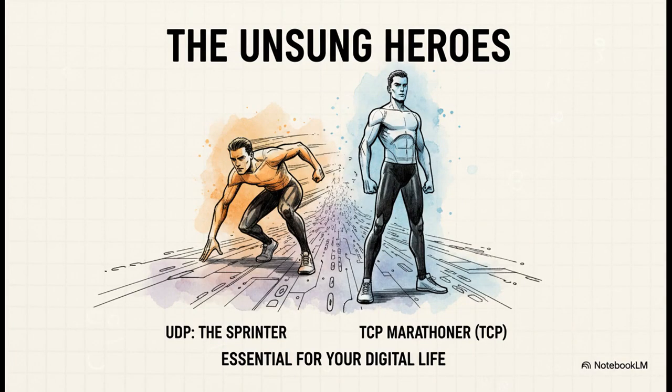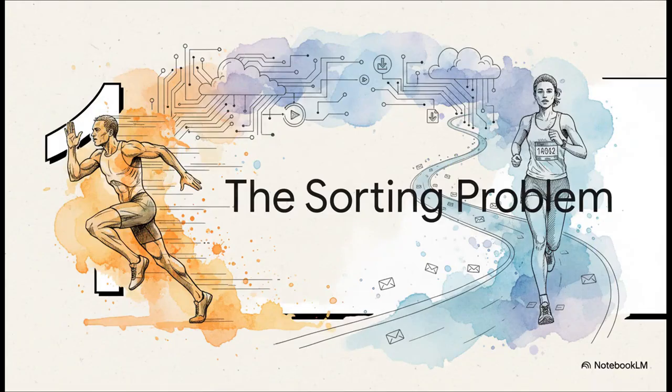Well, the answer comes down to two, let's call them unsung heroes of the internet. And I love this analogy. One's a sprinter, built for pure speed, and the other is a marathoner, built for perfect reliability. By the end of this, you'll know exactly who they are and why you absolutely need both. But before we meet our two heroes, we first have to understand the huge problem they were designed to solve. Really, it all boils down to a massive sorting and delivery challenge.